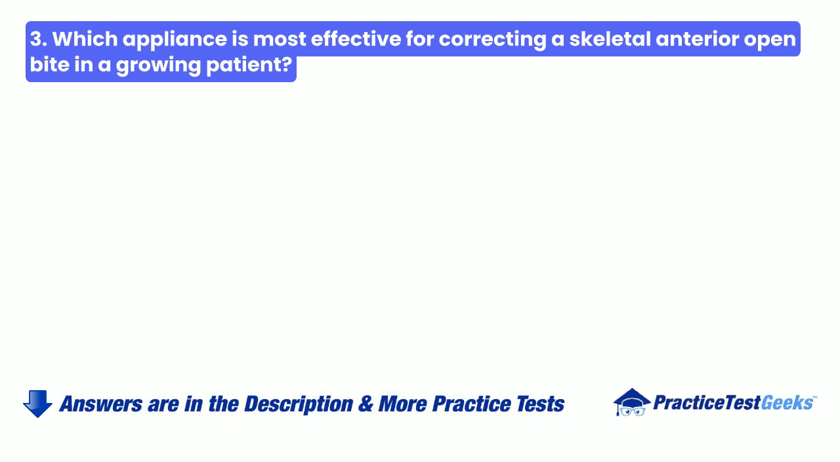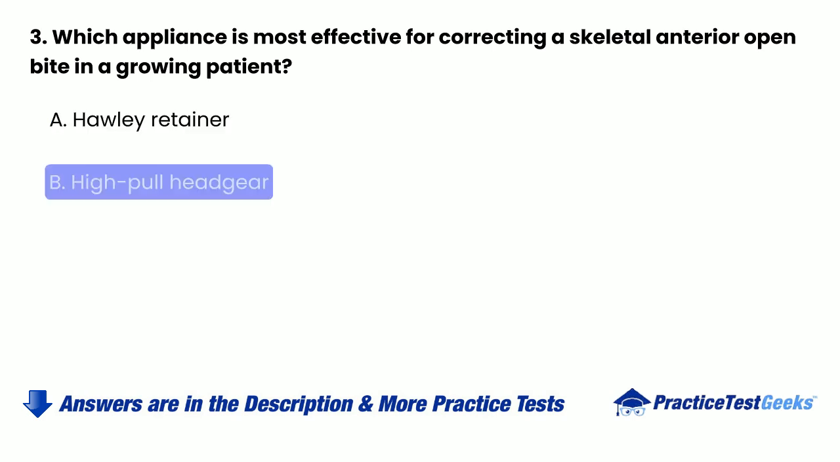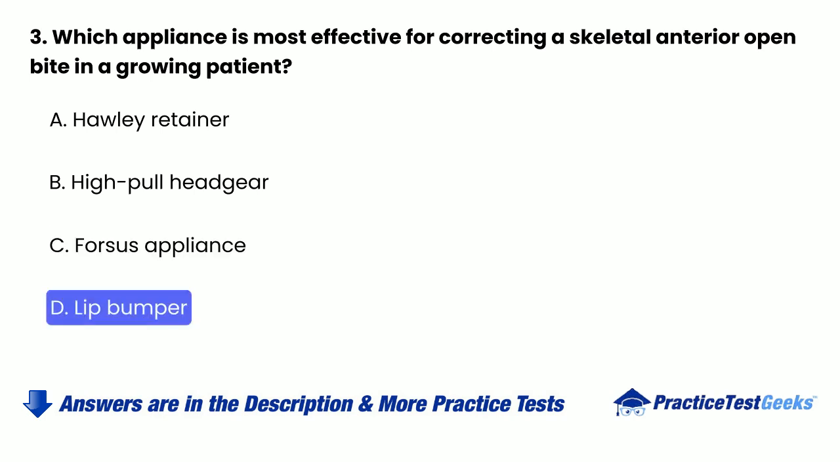3. Which appliance is most effective for correcting a skeletal anterior open bite in a growing patient? A. Hawley retainer. B. High-pull headgear. C. Forsus appliance. D. Lip bumper.